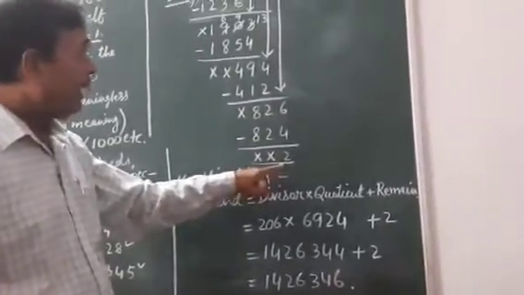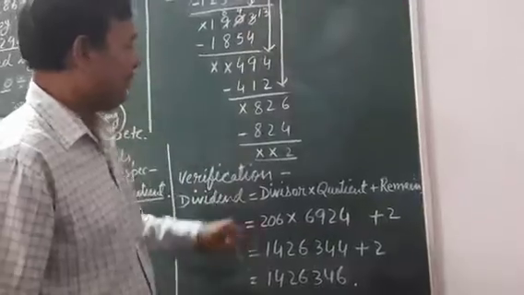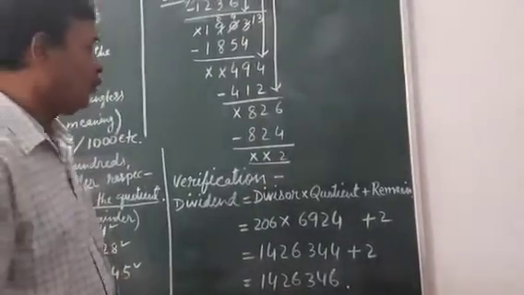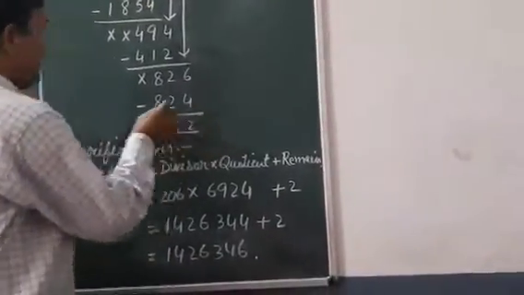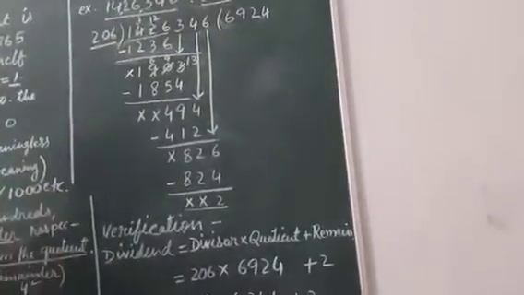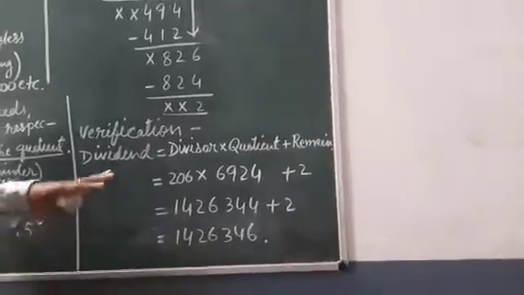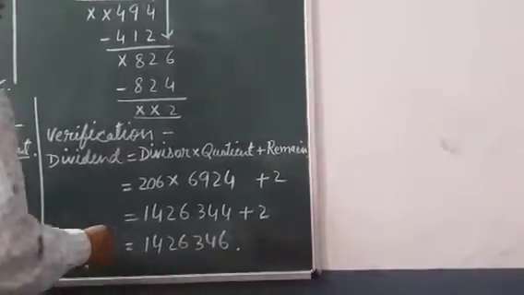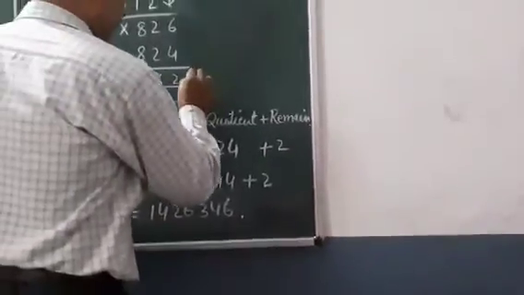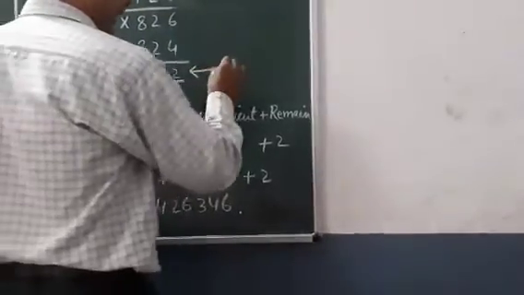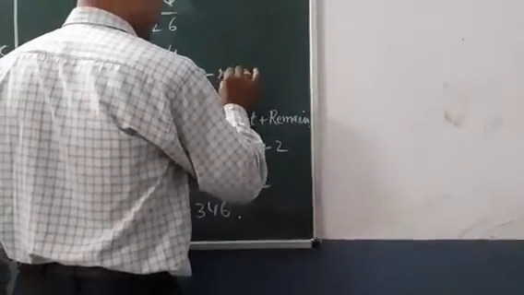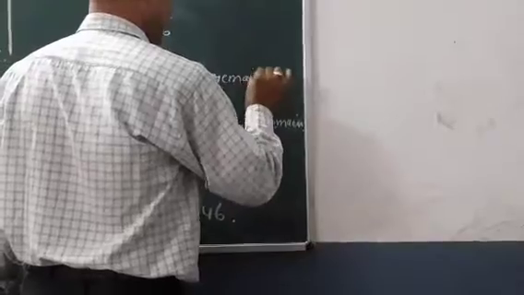Children, we have divided this number. At the end we have got 2. This number is smaller than the divisor 206. So we will stop division here. We will not divide further. Now, the number which is left undivided at the end is called the remainder. This number is the remainder.